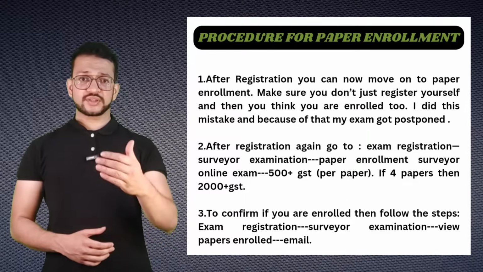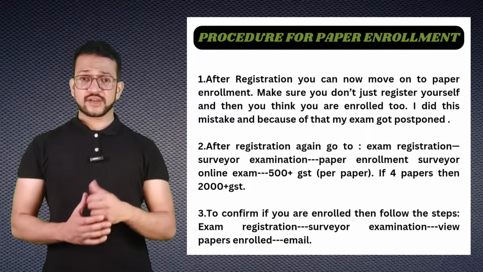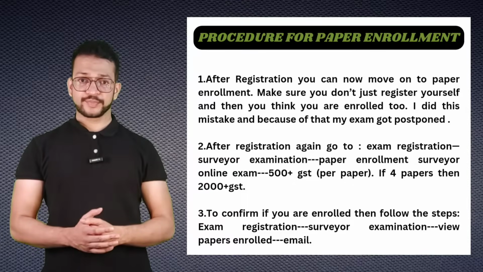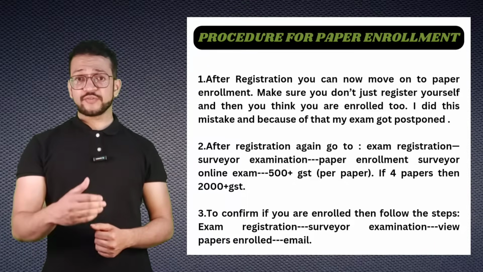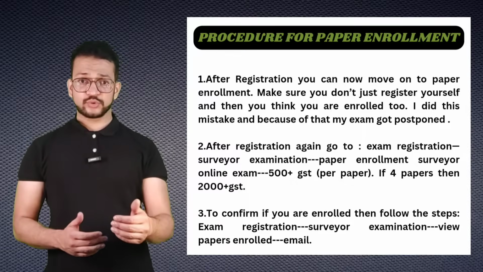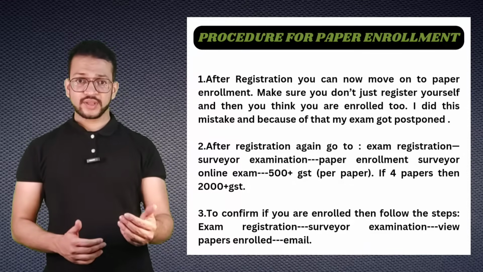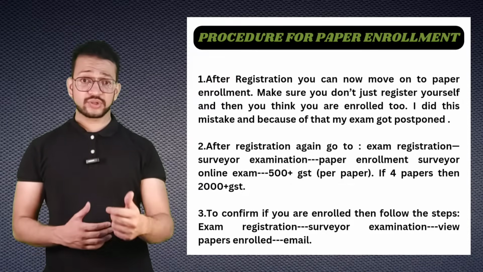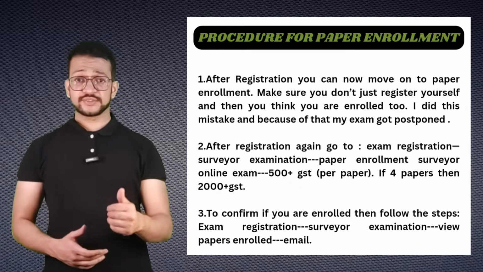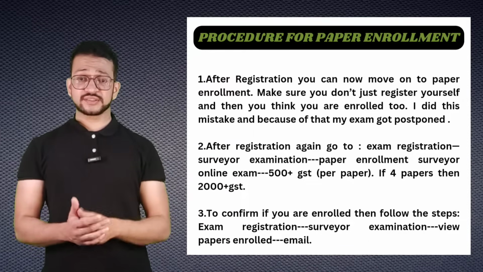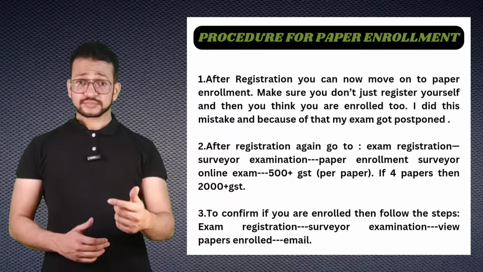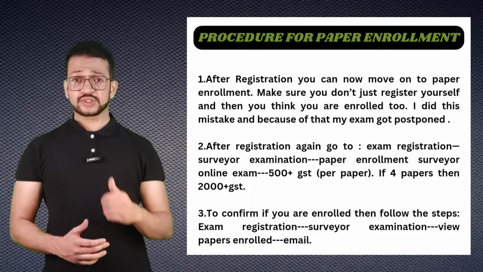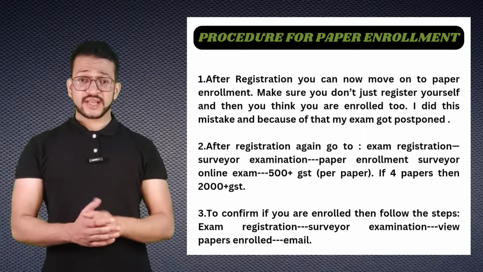Also, after your registration is completed, a dialog box usually appears asking you to move on to your paper enrollment. If you follow the dialog box, you can continue the paper enrollment together with the registration. Otherwise, if you have completed your registration and not done the paper enrollment at that time, then follow the link I told you: exam registration, then surveyor examination, then paper enrollment on surveyor online exam, and then select all the papers for the paper enrollment, and then pay the fees and submit.